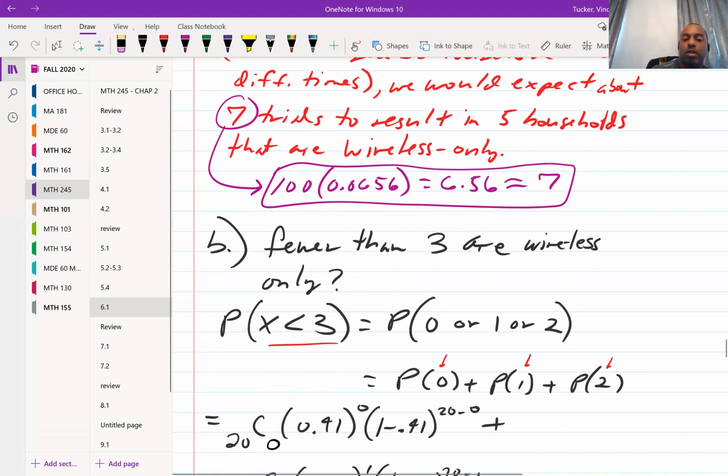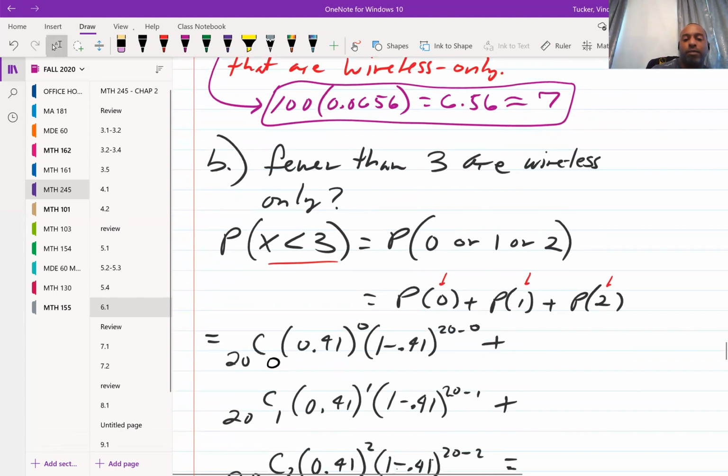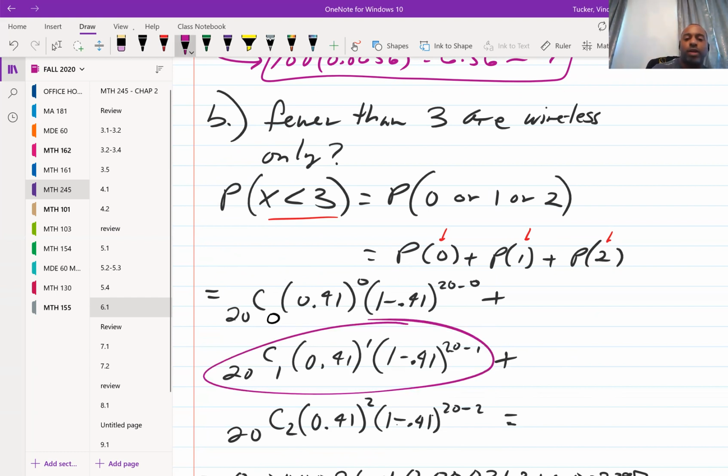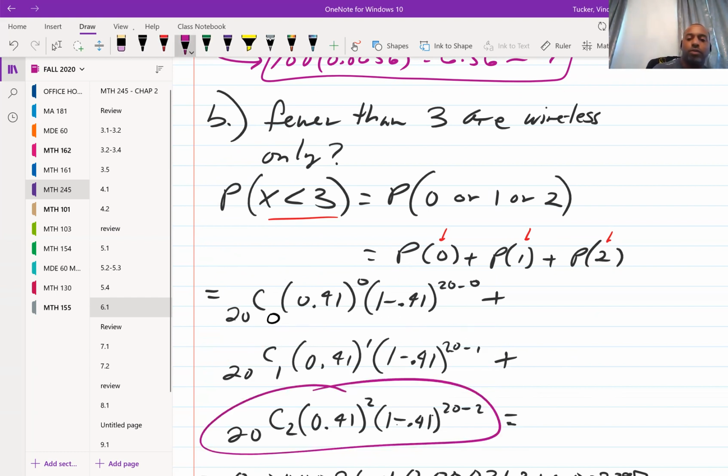All right. So we would have to do each one of them individually as far as putting them in the calculator, and that's what I did here. The 20 is the same. 0.41 is the same. Everything's the same except for the first one, I'm using 0 for the x. For the second one, I use 1 for x. And then for the third one, I use 2 for x.